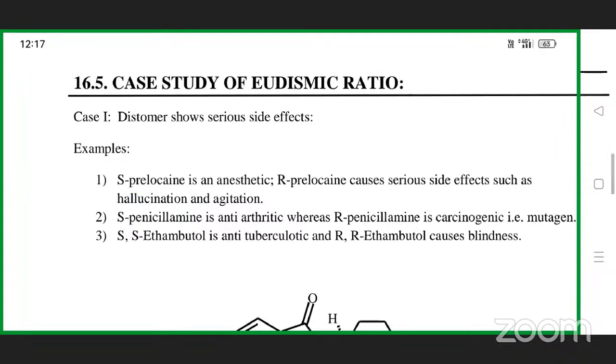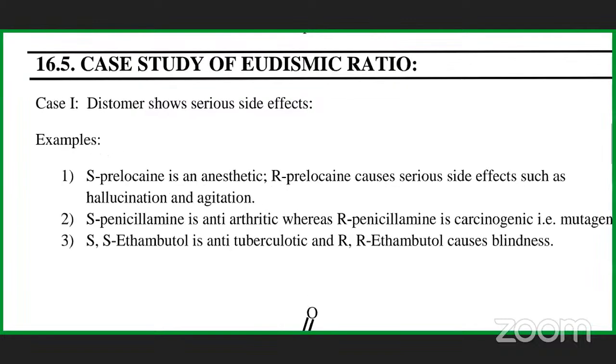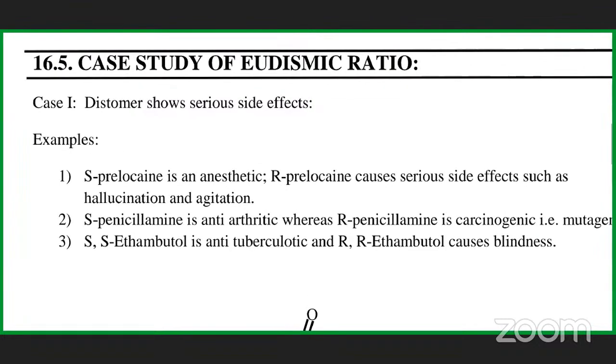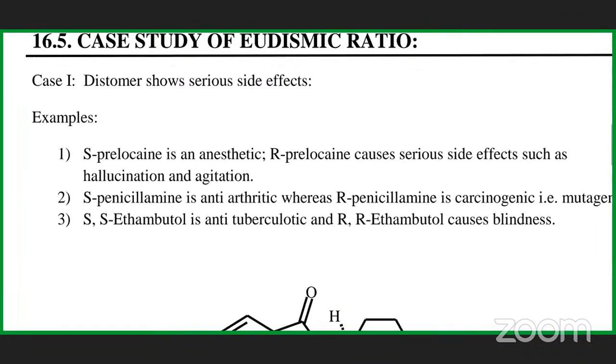Under the eudismic ratio, first we will see case number 1, where the distomer shows serious side effects. What is distomer generally? The inactive isomer of your chiral drug. The inactive isomer of a chiral drug is called the distomer. So, distomer shows serious side effects. This is the case here, and we will have some examples under this case.